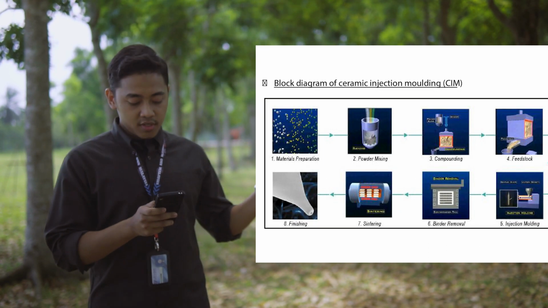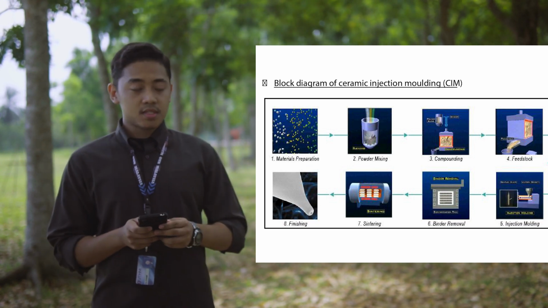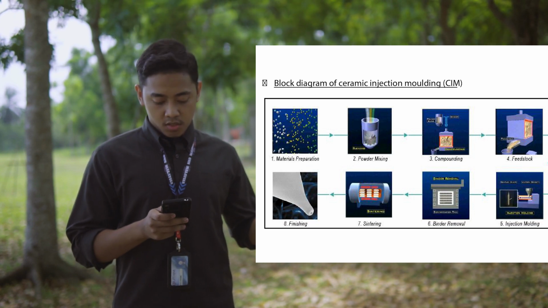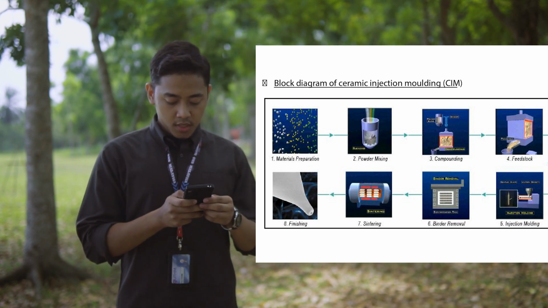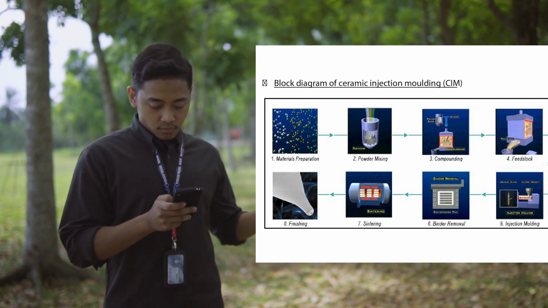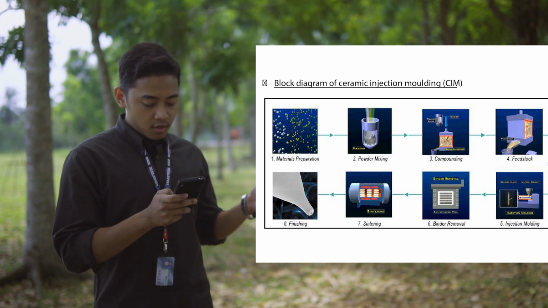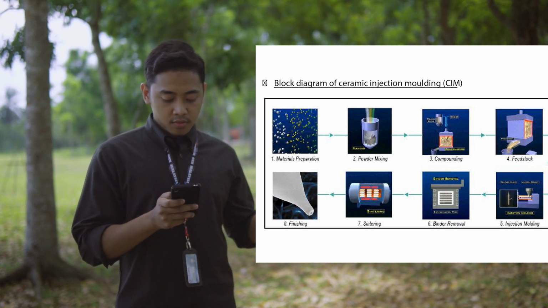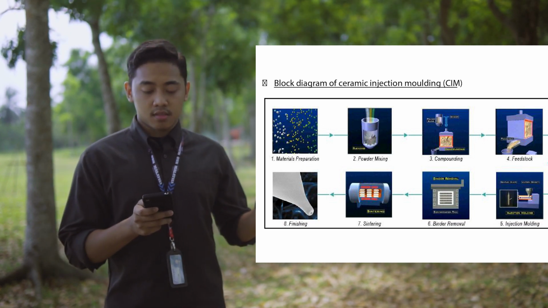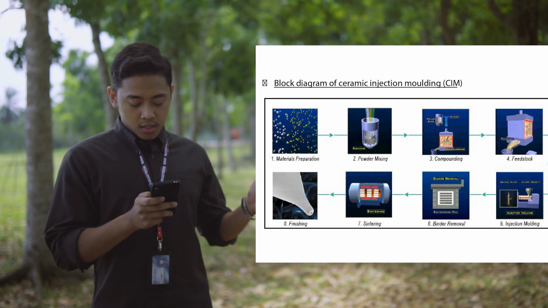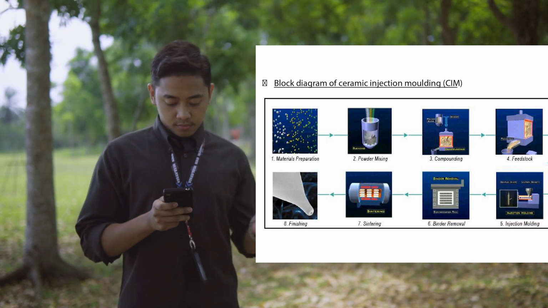This is the block diagram of ceramic injection molding, CIM. For the first phase, the pellet of the material will be poured into powder mixing and then put into the compounding phase to heat the pellet. Then we go to the feedstock before the forming process at the injection molding. Then we go into the sintering process. After that, the binder will be removed to get the molded part.